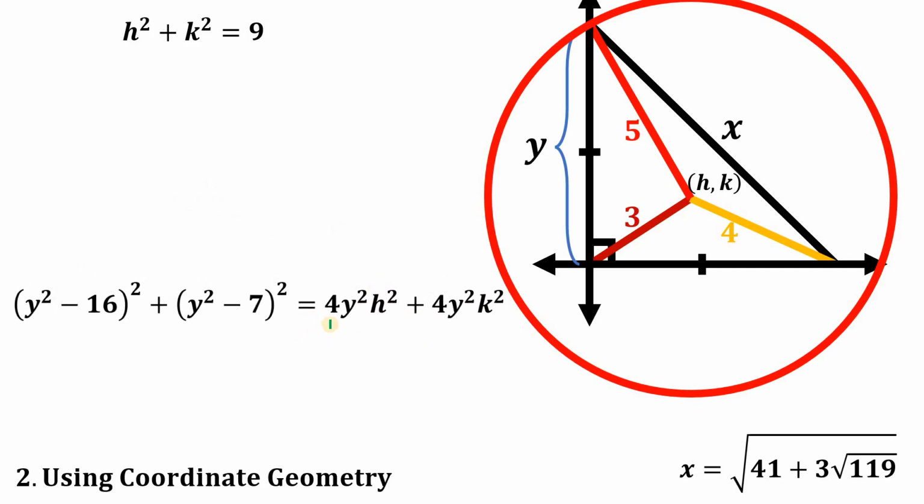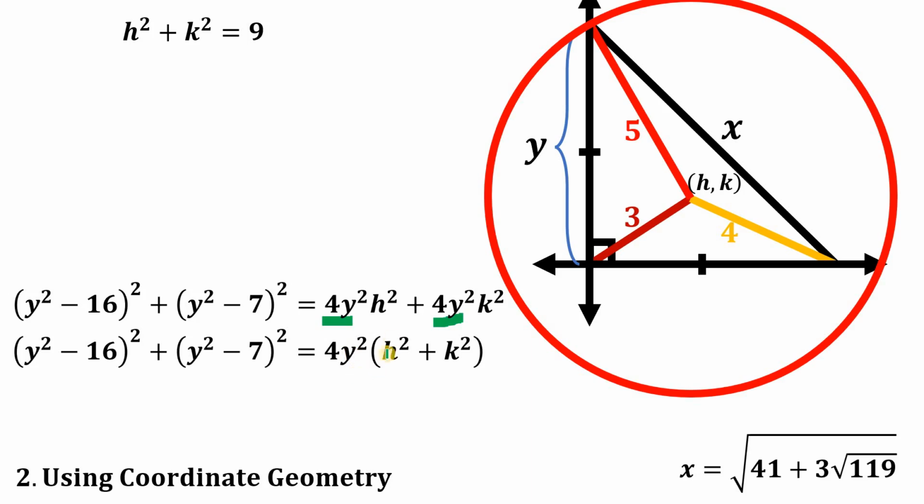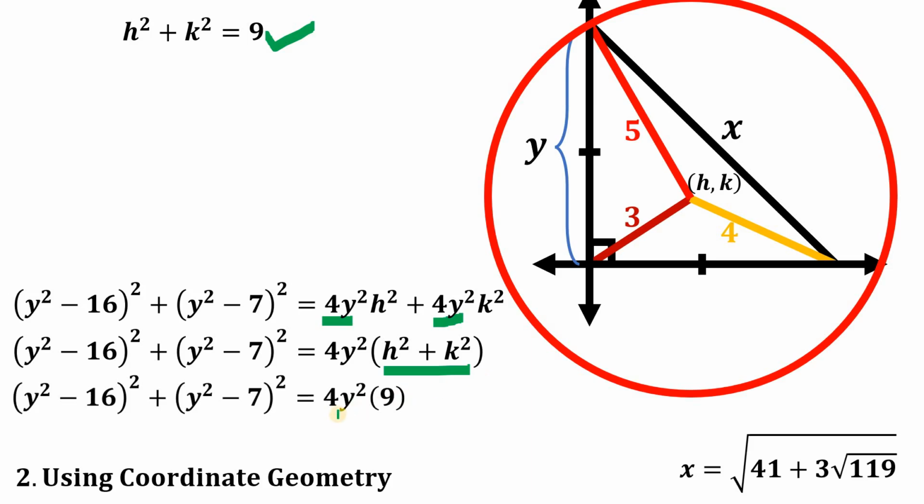And now, to eliminate h squared and k squared, what we're going to do is to add these two results, like this. Now, since we have a common factor of 4y squared, if we factor out 4y squared, we have 4y squared multiplied by h squared plus k squared, which we know the value is equal to 9. The rest is bring down. So we can replace this with 9. Now, 4y squared times 9 is simply equal to 36y squared.